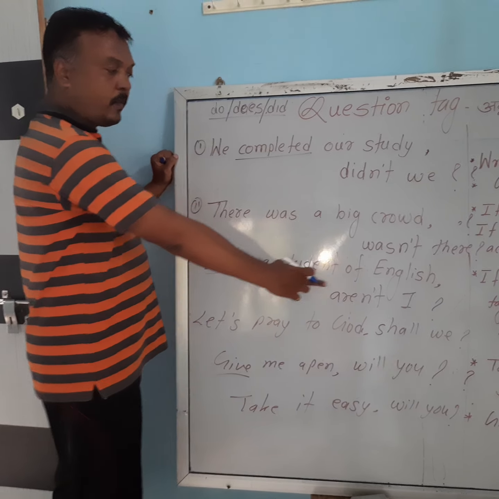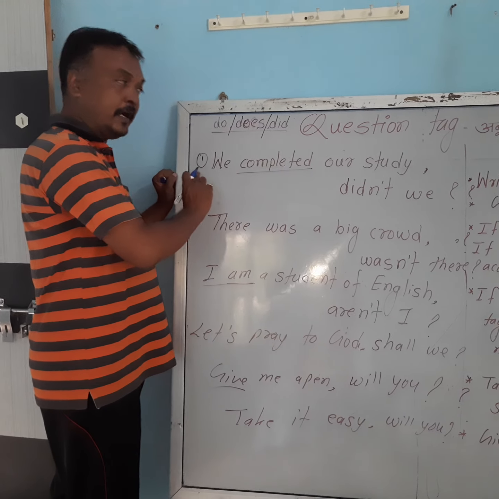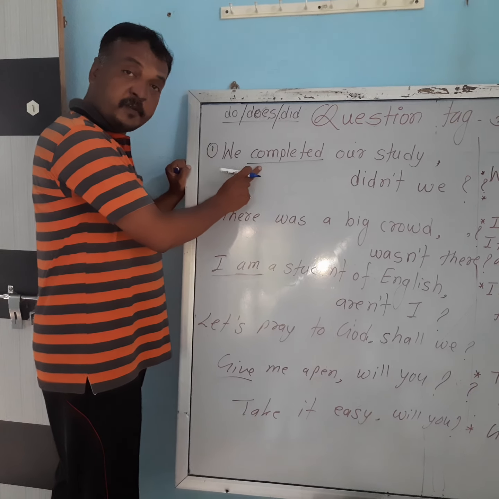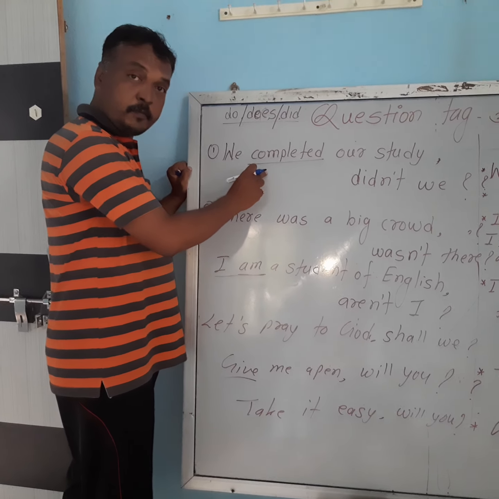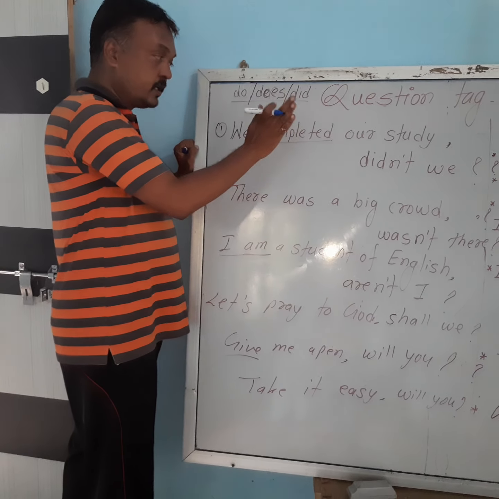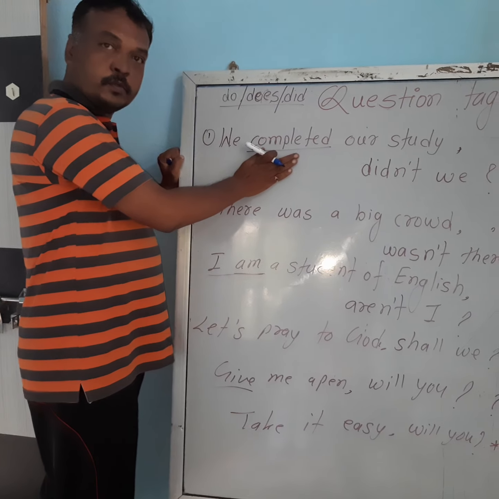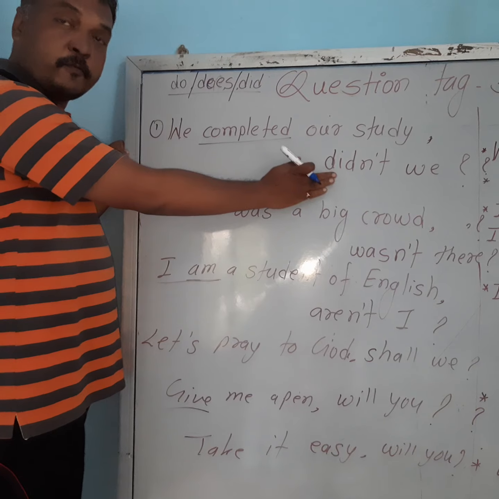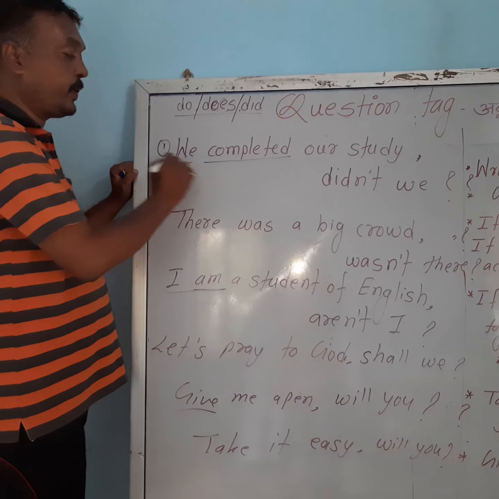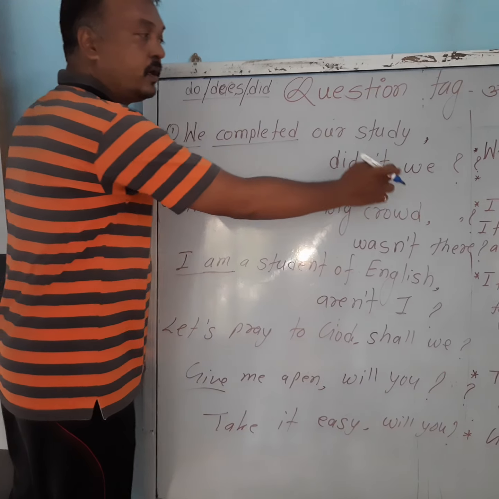For I am, comma, aren't I. For the other sentences, we have to use the pronouns the same way. And for other sentences, write the sentence as it is. Find out whether there is a helping verb. If there is no helping verb, we have to take do, does, did according to the tense of the sentence. Simple past tense, so we have to use did. The sentence is affirmative, so the tag should be negative, but in contracted form. Didn't, and then use the appropriate pronoun for the subject. The subject is also a pronoun, so we have to use we.